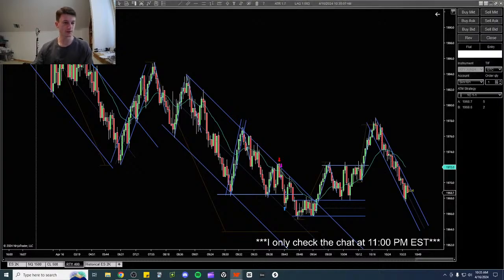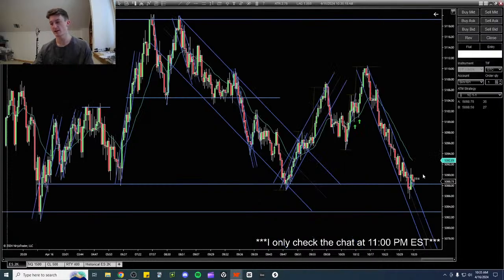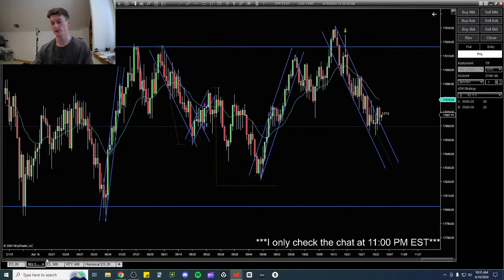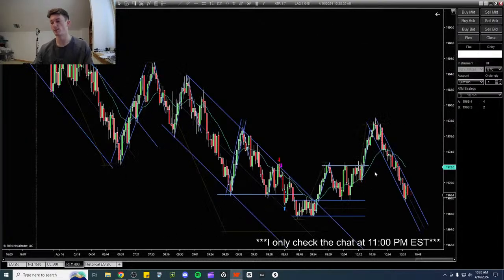So not really looking for anything on the ES anymore, most likely. It's still a possibility, of course, depending on what sets up. I don't want to say never, but it's less likely to take one on the ES now, given that this downtrend has a break new low and we've broken below the support. On the NQ, possibility still exists. Finding some congestion though. And the RTY, the possibility exists as well to take a short. In fact, the RTY looks best to me right now.